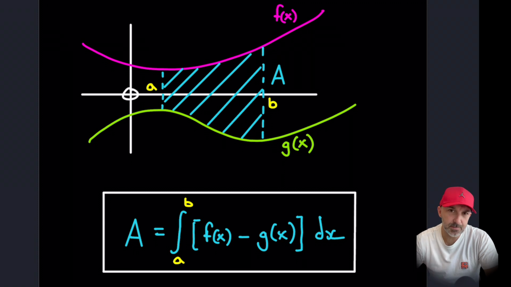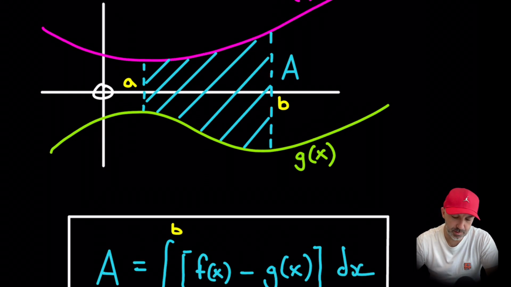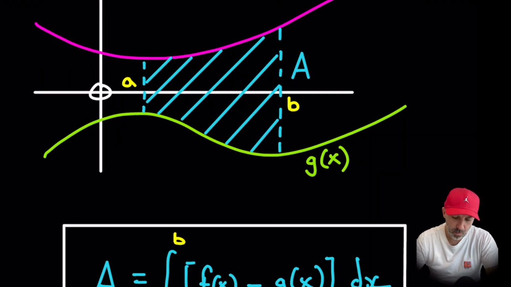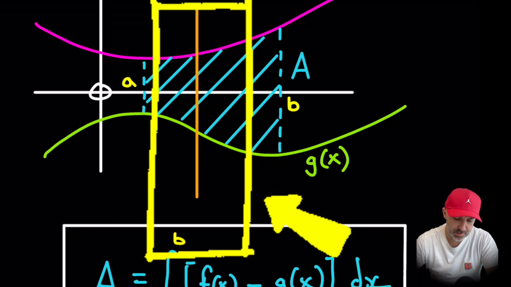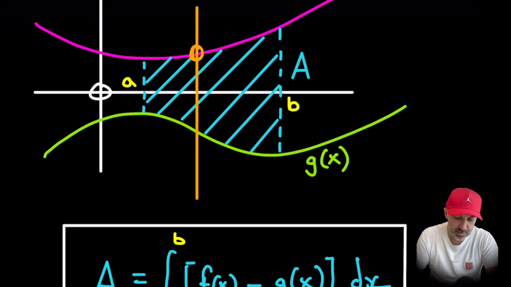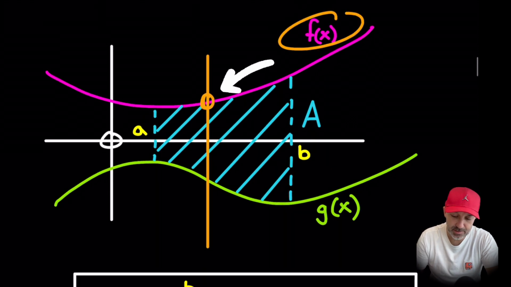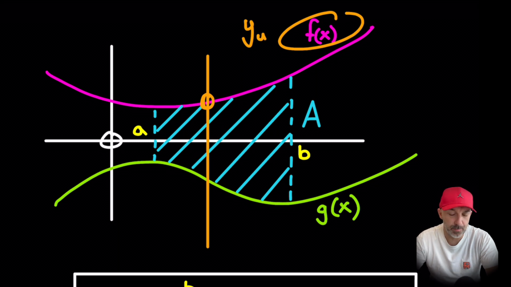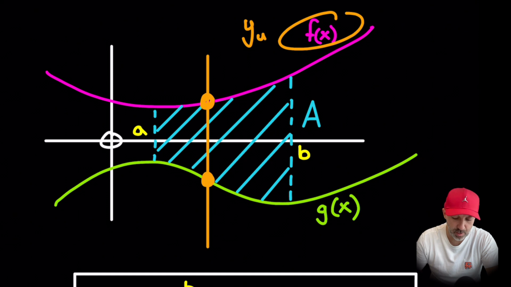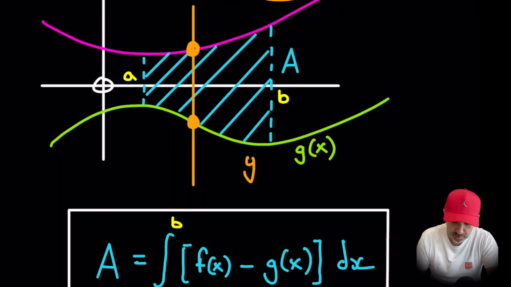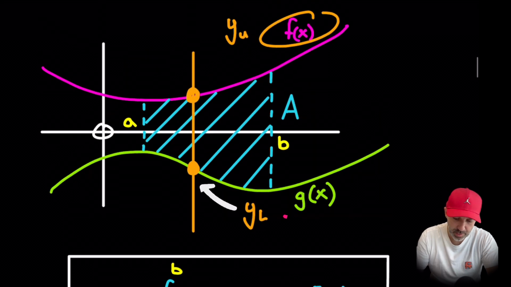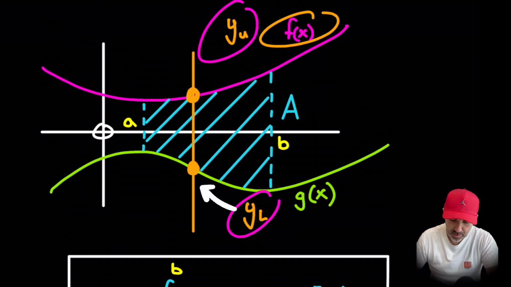It doesn't matter whether the function is above or below the x-axis. What matters is if you draw a vertical line down through this diagram, we'll see that this line passes, in this instance, f of x first. So I'm just going to call that yu for y upper, because the value of y on here is larger than the value of y on the lower function. So I call this one y lower, so yu and yl.